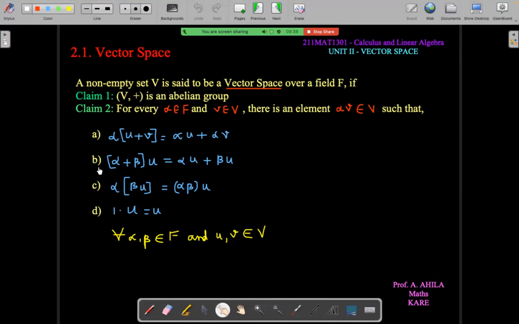alpha v. Second condition: alpha plus beta into u equal to alpha u plus beta u. Third condition: alpha into beta u equal to alpha beta into u. Fourth condition: 1 into u equal to u. For all alpha, beta belongs to F and u, v belongs to capital V.